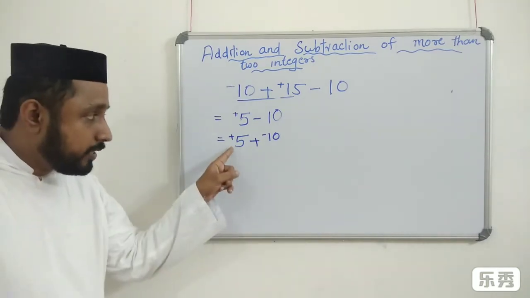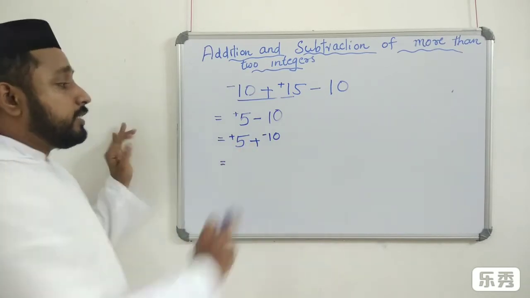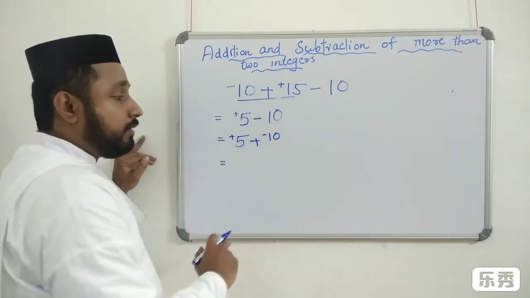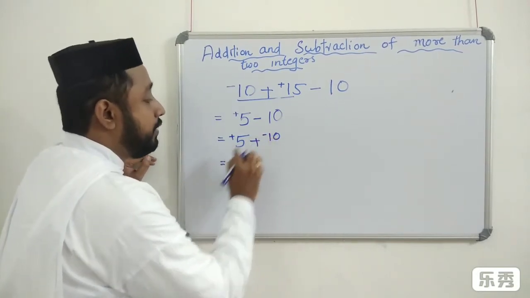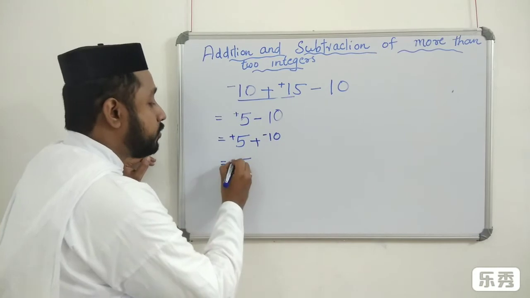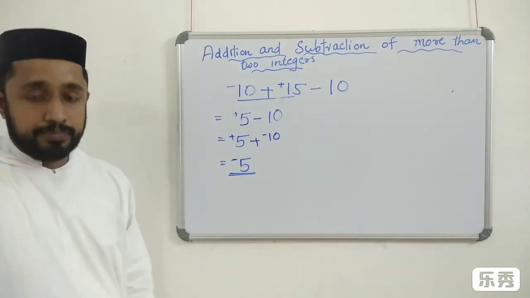So here one positive integer, one negative integer. When we add these two integers, subtract the smaller from the bigger, which means 10 minus 5 is 5, and put the sign of the bigger number. Here 10 is the bigger, so put the sign of minus. So minus 5 is the answer.